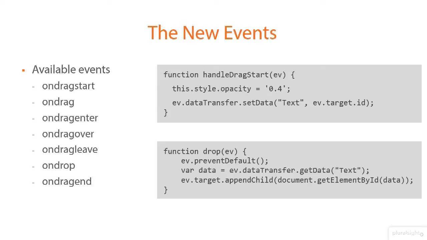And in these events, we first need to make sure that we prevent the browser from performing its default action, which is redirecting the user to another page. We can do so by calling the prevent default method, as you can see in the sample code.